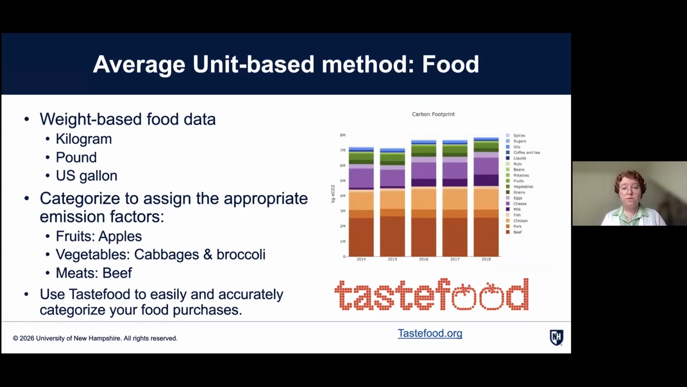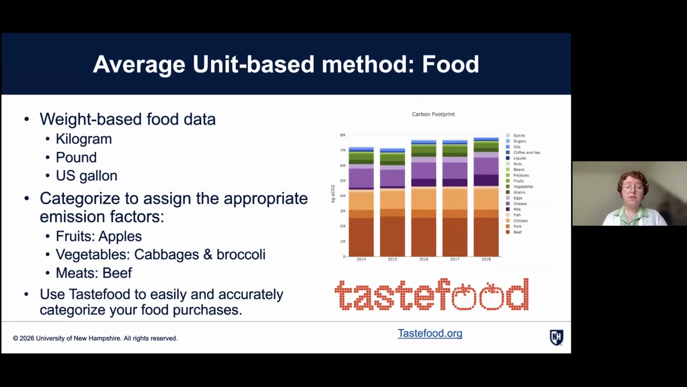So you can upload weight-based food data using kilograms, pounds, or US gallons. Similar to purchasing, you do have to assign them to the appropriate categories to get the appropriate emission factors to be used. We have multiple different category options in SIMAP, but this is an example that can look like fruits, apples, vegetables, or meats, beef.